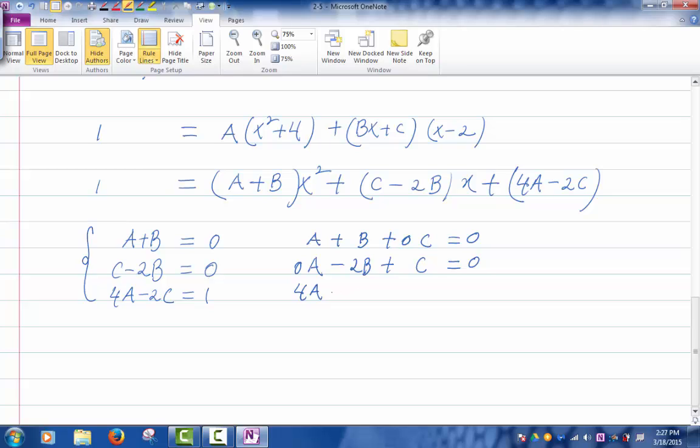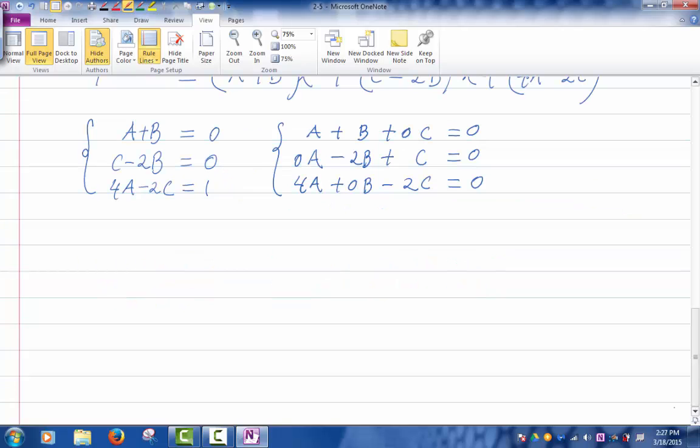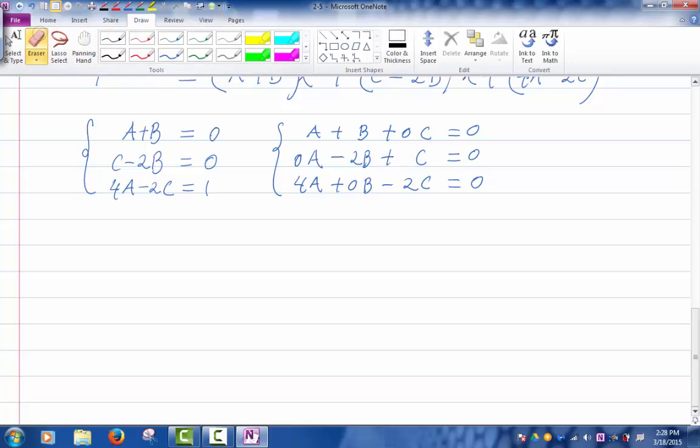So this would be 4a plus 0b minus 2c equals 0. Okay, so the first thing that I'm going to do is... Oh, equals 1, sorry. Equals 1, thank you. What I'm going to do is make all the coefficients of a 0 except for the first one. So the first one I'm going to keep as it is.